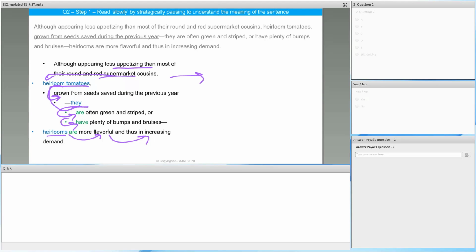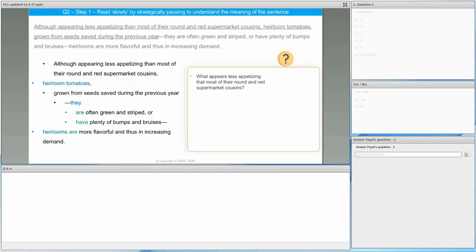Now, last time when we pulled aspects, we just pulled those main ideas out of the sentence. Another way to get those key aspects pulled is by asking yourself leading questions. Okay, so when we ask ourselves leading questions, I'm going to ask you all to think about these, and I want you to type your answers into that short answer pod at the bottom of the screen. And feel free to abbreviate. So my first question is, what appears less appetizing than most of their round and red supermarket cousins? So pop your answers into that bottom poll.